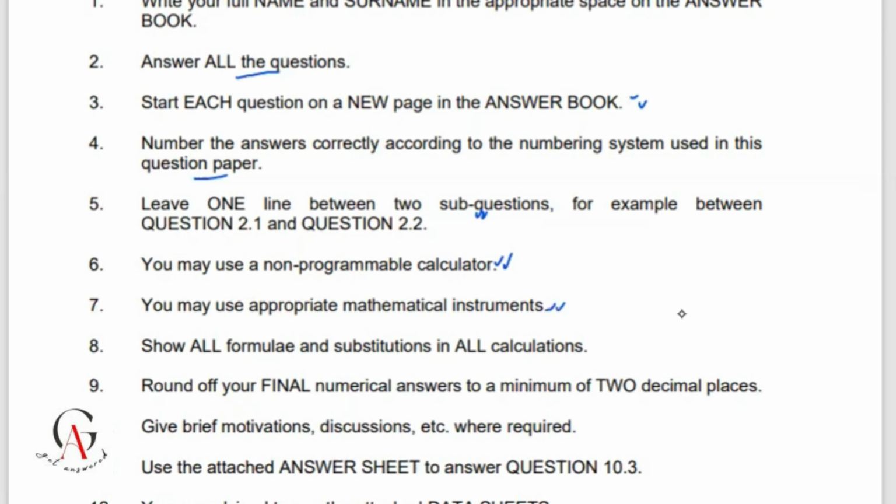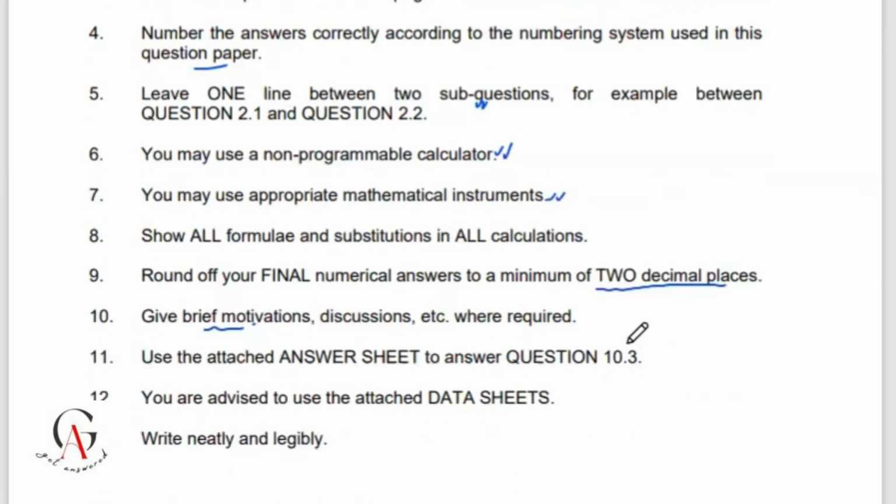And then we need to show all the substitutions as well as the formula that we're using. Our final answers need to be rounded off to 2 decimals, or 2 numbers after the comma. For some explanations that we need, we shall have to give some sort of motivations or reasons as to why we reach such conclusions.